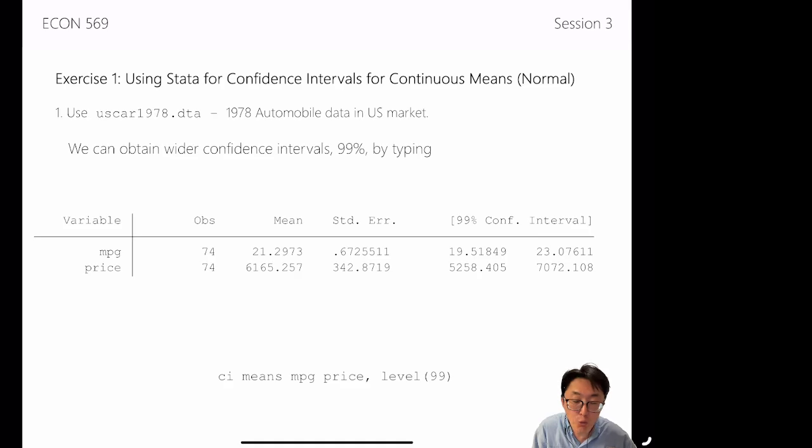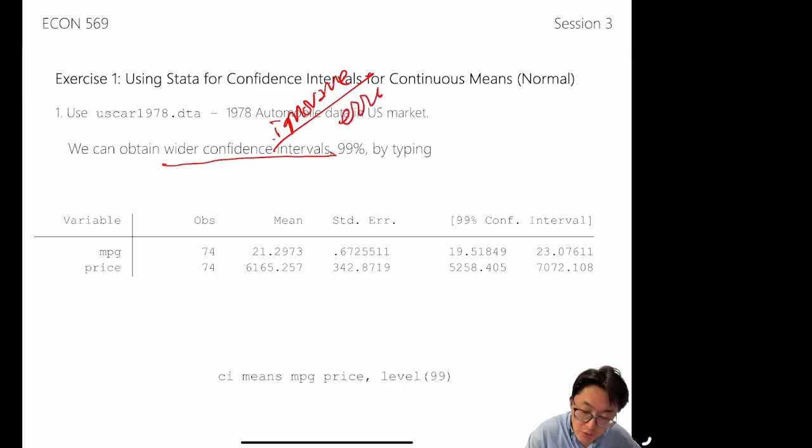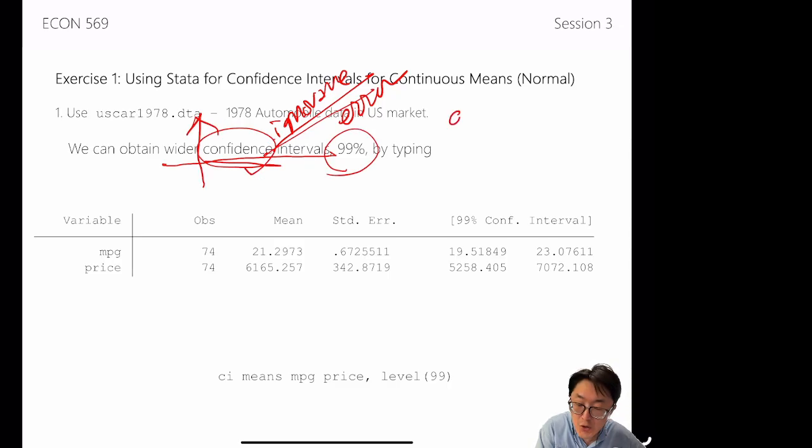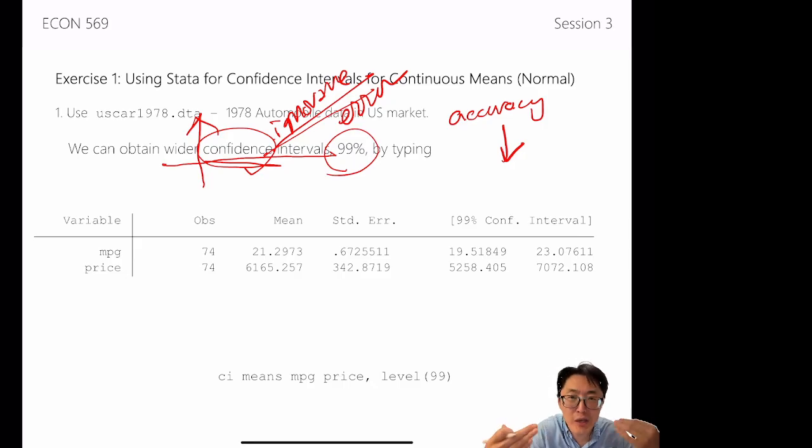If you'd like to obtain a wider confidence interval, which means you allow more degree of ignorance, or degree of error, which means if you increase your confidence, then your accuracy is going down. So if you are trying to make your prediction pinpoint, then your confidence is going down. But if you are making a very wide, very broad guess about something, then you don't have to worry about your confidence.